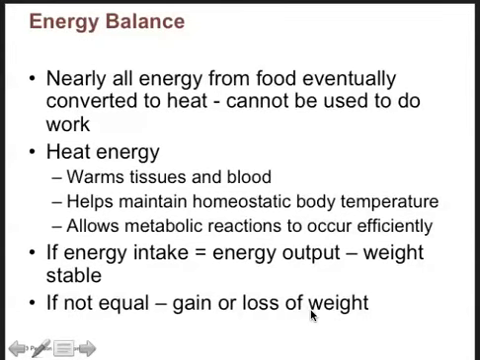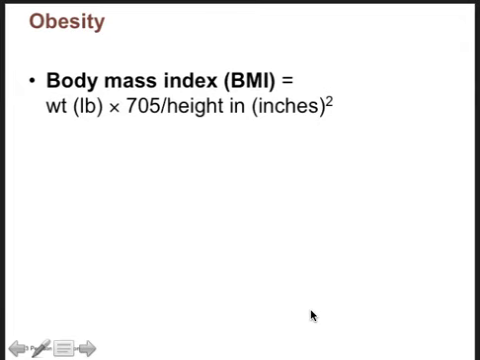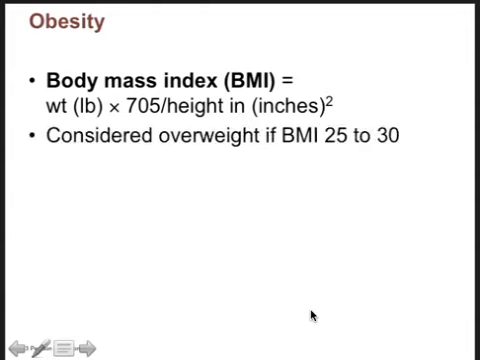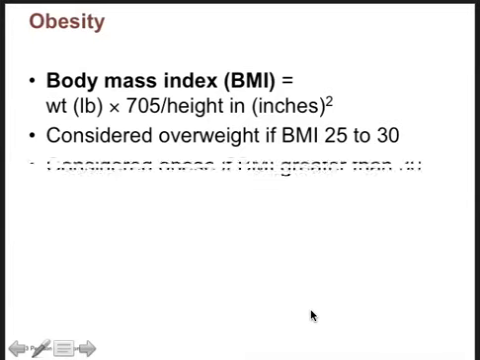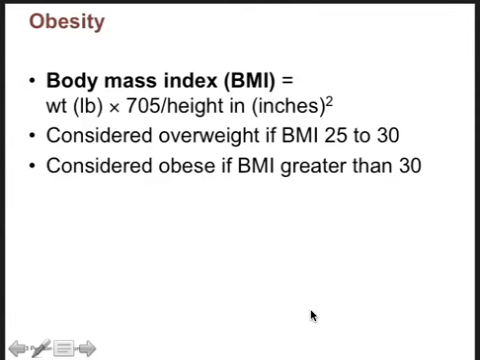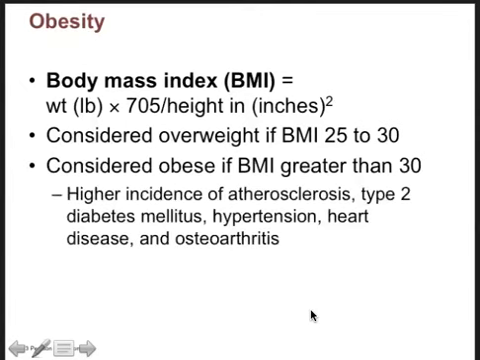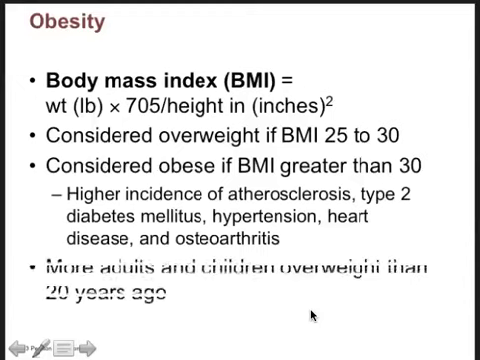So let's talk a little bit about obesity. Your body mass index is equal to your weight times 705 divided by your height in inches squared. It's considered overweight if your BMI is 25 to 30. You're considered obese if your BMI is greater than 30. Higher incidence of arteriosclerosis, type 2 diabetes mellitus, hypertension, heart disease, and osteoarthritis are conditions that accompany this particular condition. More adults and children are overweight than 20 years ago.